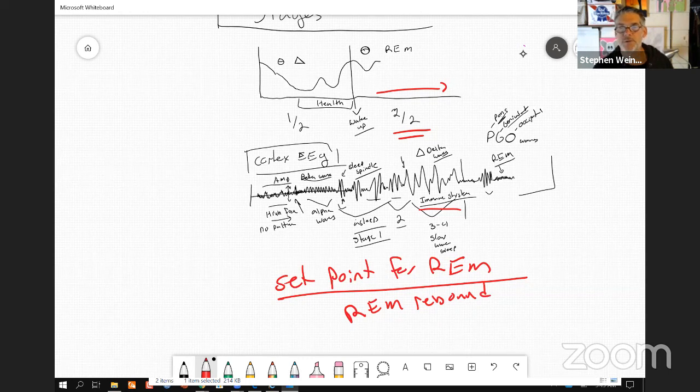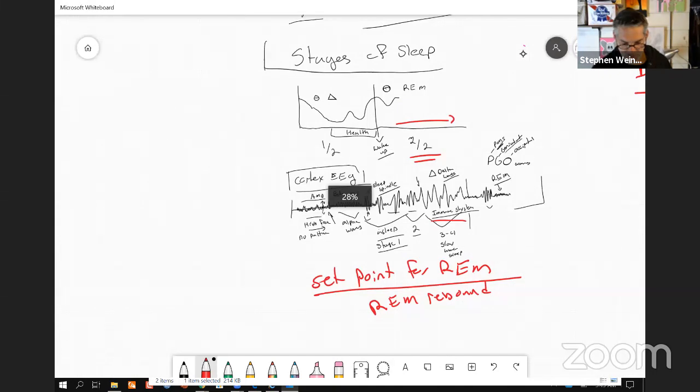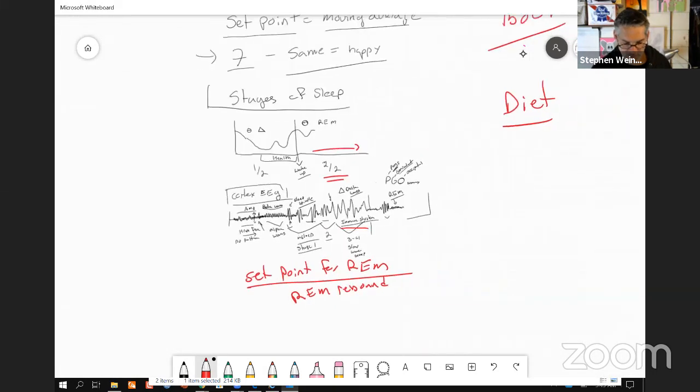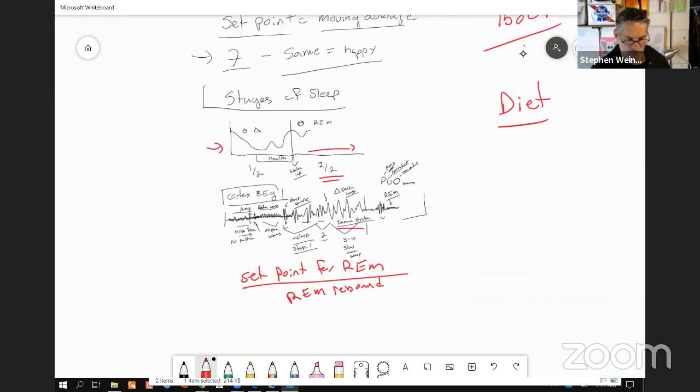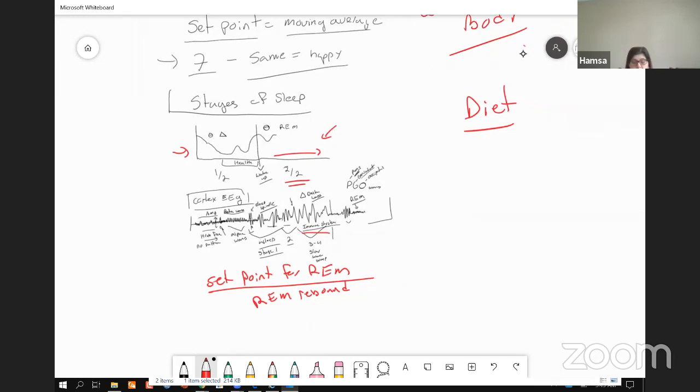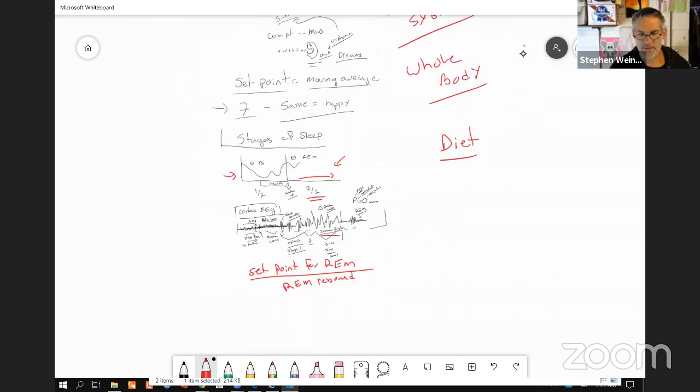REM rebound is where you spend the rest of the night in REM sleep more than you do in deep sleep. So what's interesting is whenever you are sleep deprived, you don't make up that first half of night's sleep. You only make up the second half of night's sleep. So it's really kind of weird. That REM sleep is the homeostatic set point, not delta or deep sleep, which to me is really interesting.